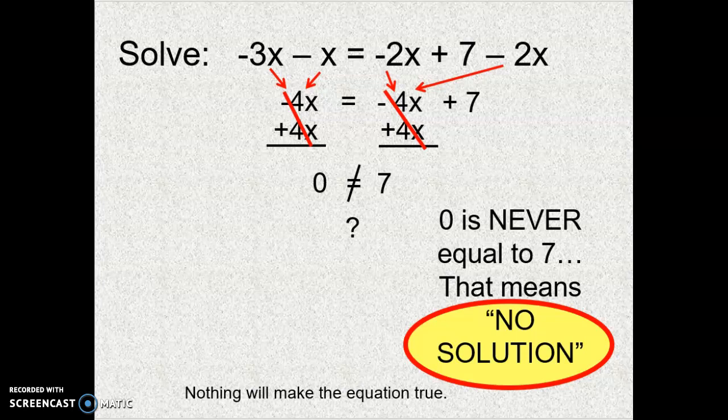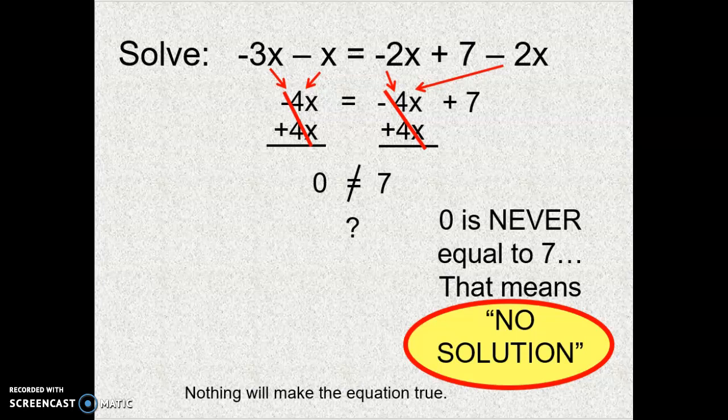Of course not. So when the variable cancels out and you get some mathematical falsehood like we do here, 0 does not equal 7, then our answer is no solution. 0 is never equal to 7, and that means then that there is no answer, there is no value for x that would make this work. So the answer is no solution.